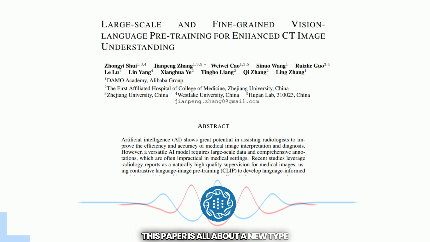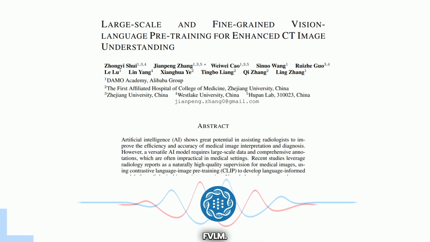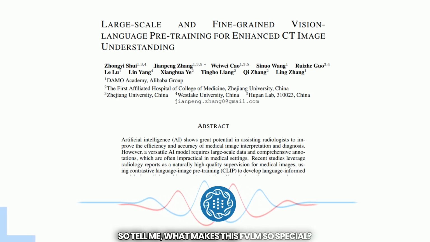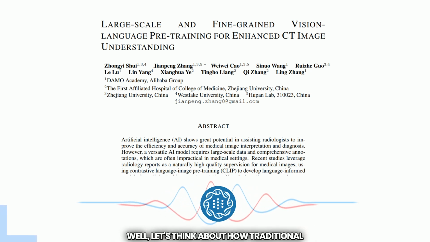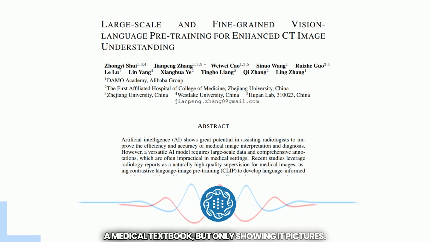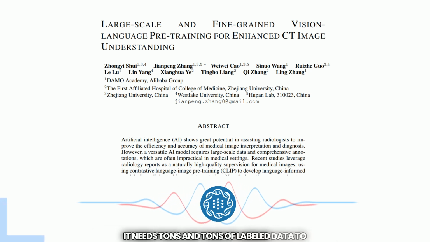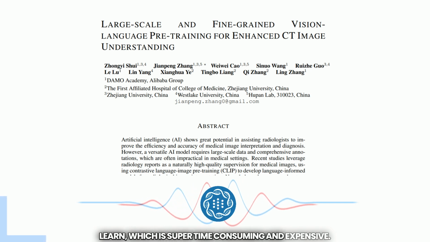This paper is all about a new type of AI model called, get ready for it, fVLM. fVLM. I think I can remember that. So tell me, what makes this fVLM so special? Well, let's think about how traditional AI works for a sec. It's kind of like teaching a computer to read a medical textbook, but only showing it the pictures. Okay, I can see where that would be a problem. Right. It needs tons and tons of labeled data to learn, which is super time-consuming and expensive.